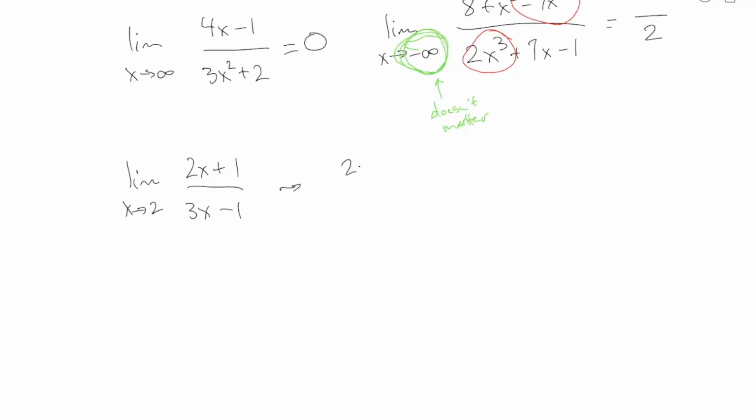This becomes 2 times 2 plus 1 over 3 times 2 minus 1. That's 5 up top and 5 on the bottom. 1 is the answer, all right? By completely different methods. So this is just a little beware. Don't try this trick on everything. It's only when the x is going to infinity or minus infinity. Otherwise, you do it by plugging in.